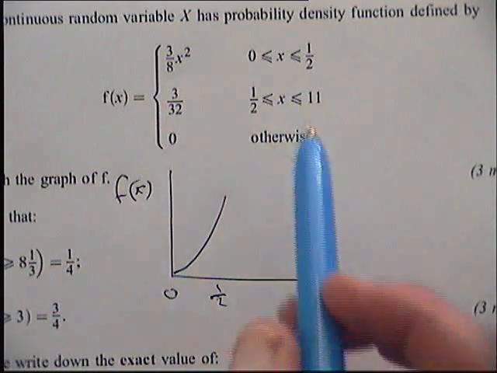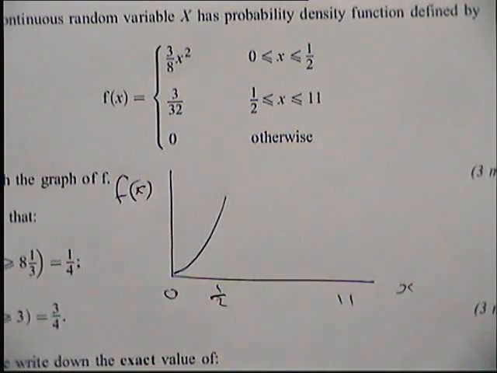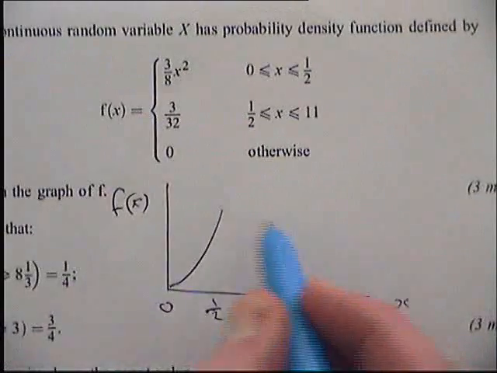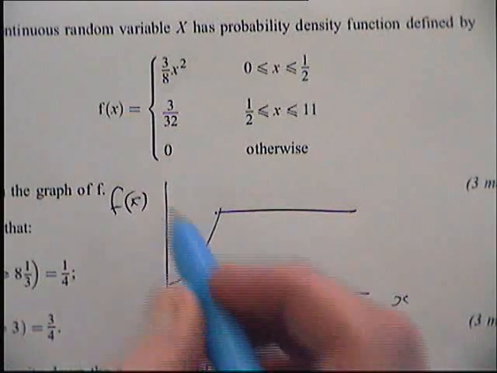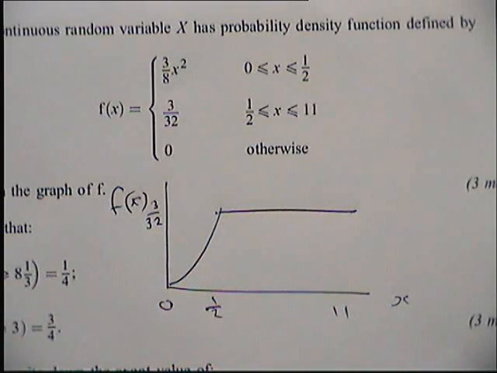Okay. What happens between a half and 11? Straight line. What sort of straight line? Horizontal. Horizontal line, yeah. So it's going straight across like that. Okay, and that is the 3 over 32.